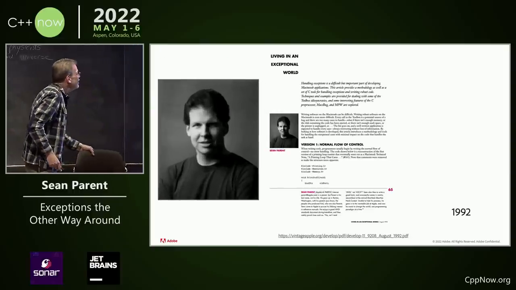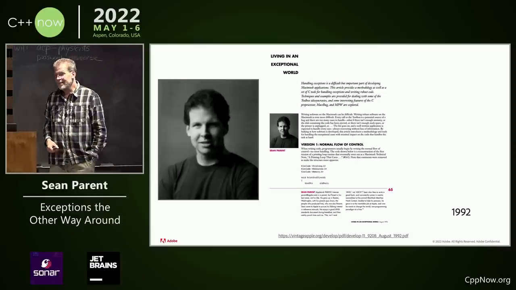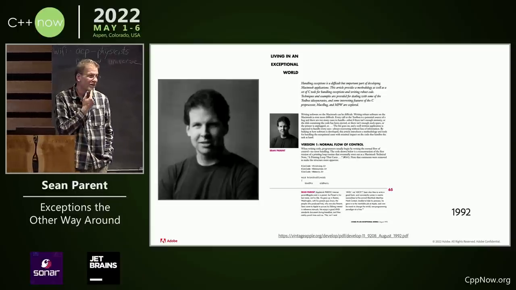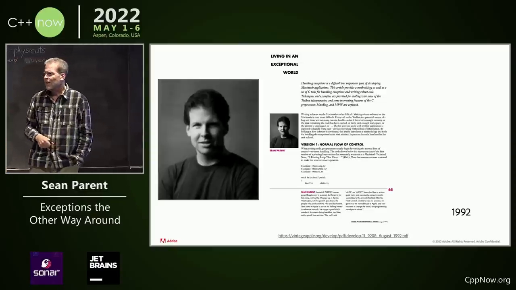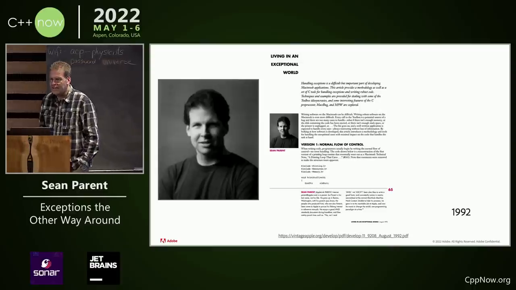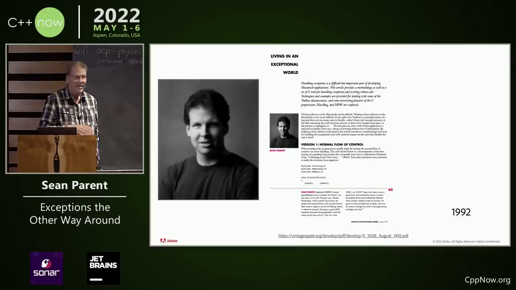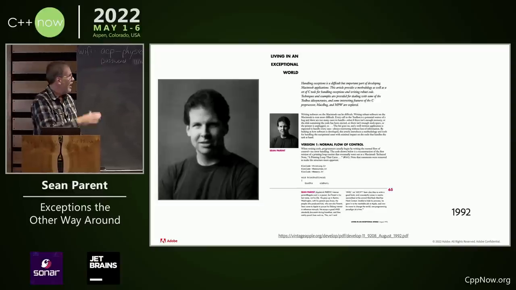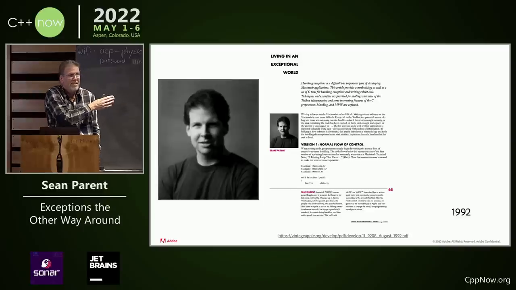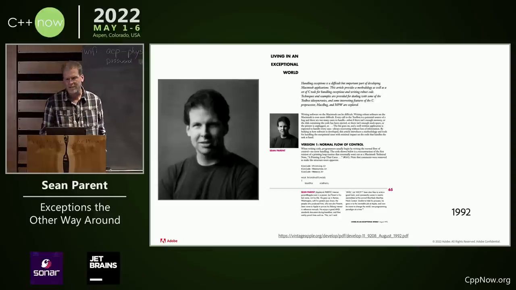So, a very pixelated picture, that's me. That's an article I wrote now 30 years ago. So that's 1992, Living in an Exceptional World. So I wrote this while I was at Apple. It's really not C++. The article is written in C. It does mention C++, and it was a little bit influenced by the ideas in C++. And at this point in time, I was a bit obsessed with exceptions. Now I hardly even think about exceptions anymore.